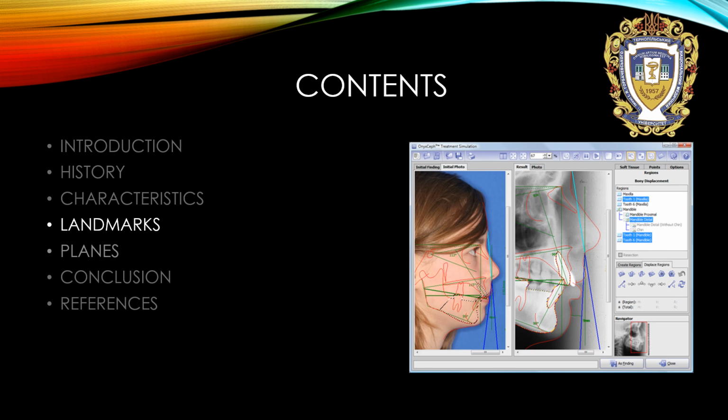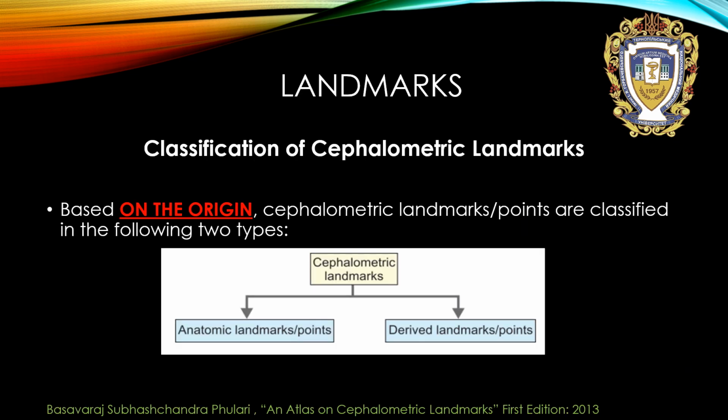And now, the next chapter of our lecture: landmarks. How are landmarks classified? The first classification is based on the origin. Cephalometric landmarks and points are classified into the following two types: anatomical landmarks and points, and derived landmarks and points.